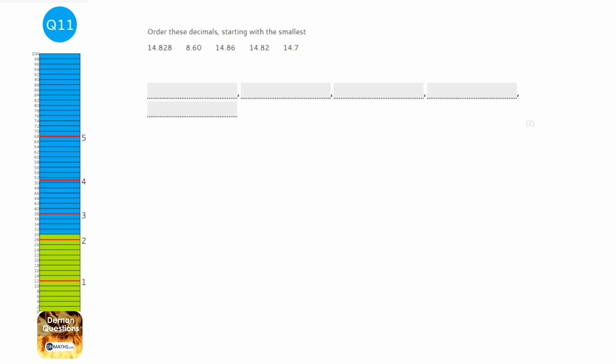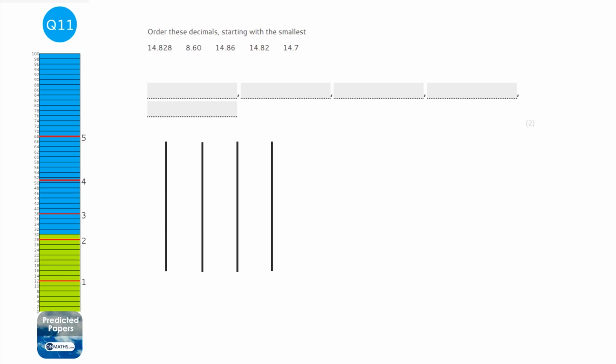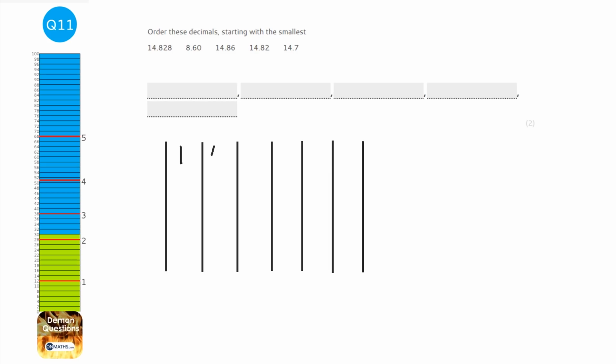The easiest way to order decimals is just to put yourself a few columns down the page, and hopefully I'm going to try and get enough columns. I always end up with not enough, so if I put some extra ones in, that should suffice. And just literally put the numbers in, so 14.828, and make sure the decimal points are lined up, so 8.60 is going to be like this, and I'm going to put an extra 0 in to make them all the same length.